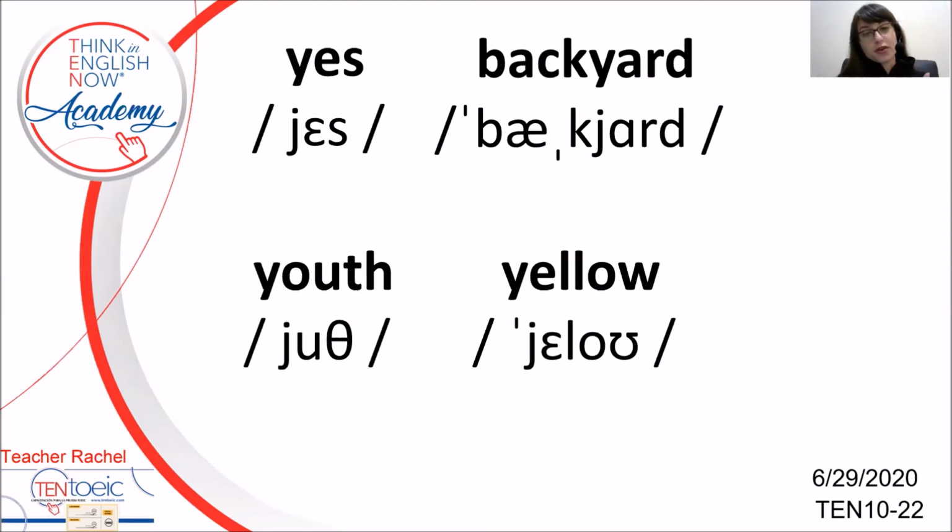Backyard. Before we talked about the word yard, it's where our house is, and there's grass, and you could play and sit outside. That's your yard. If it's behind your house, it's called a backyard, because it's behind the house, backyard.